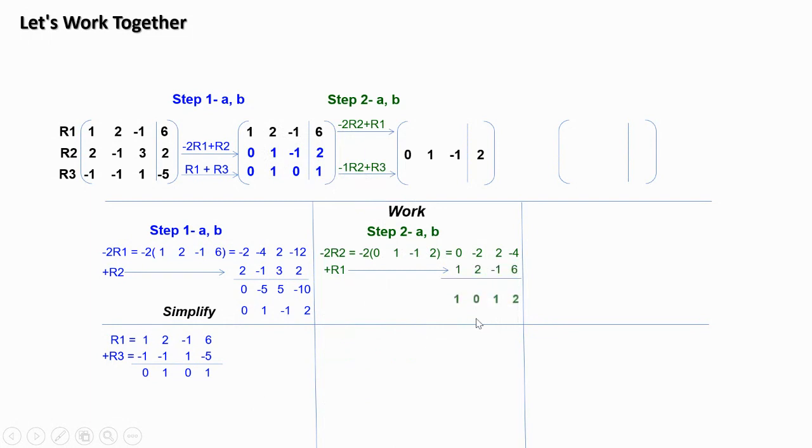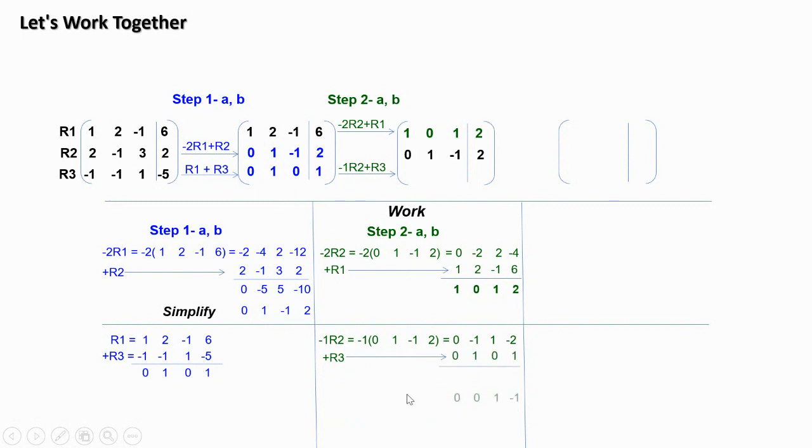Right, when we add them, we get 1, 0, 1, 2. So that's my new row 1. I'll repeat the process here for row 3. -1 row 2 will give me 0, -1, 1, and -2. Then I'm going to add it to row 3. Row 3 is 0, 1, 0, 1.